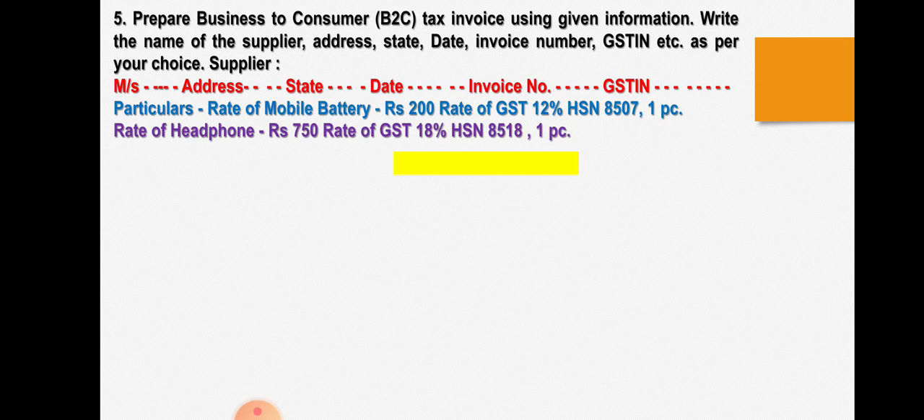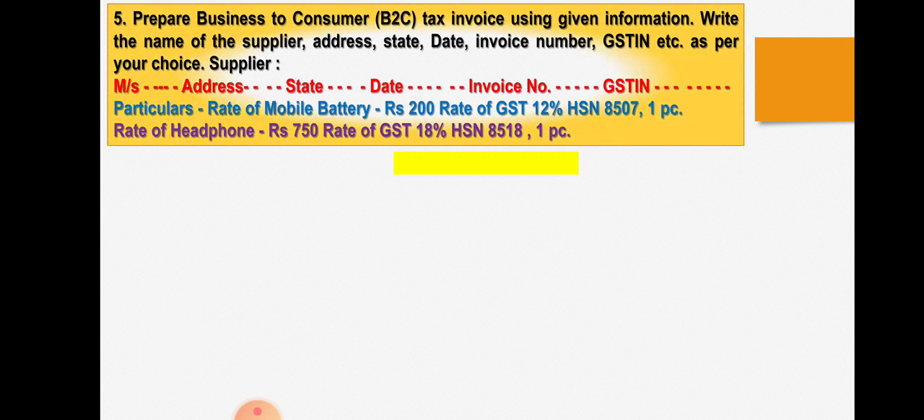You have to write name, address, state. Why is state important? Because state helps us understand that particular GST identification number is registered under which state. Then date and invoice number, which means bill number. So about which things we have to make a bill, particulars are given below: mobile, battery and headphone. So taxable amount, GST, HSN number, and quantity of each product are mentioned in the question itself. So you can make it of your choice, horizontally or vertically you can prepare a bill. We'll see how we are going to make it.